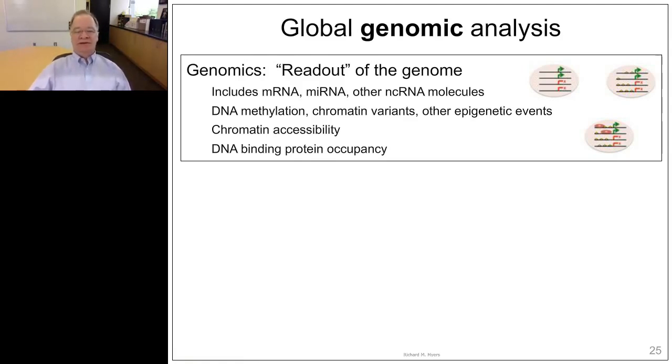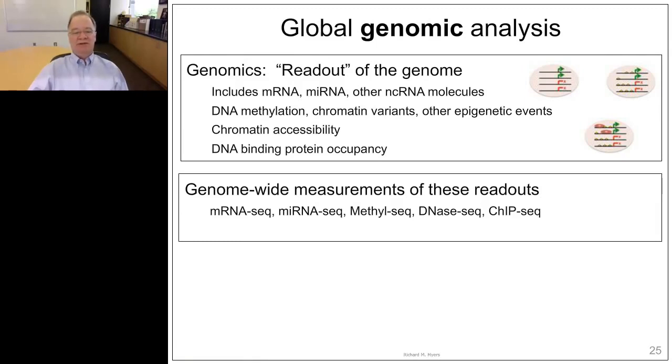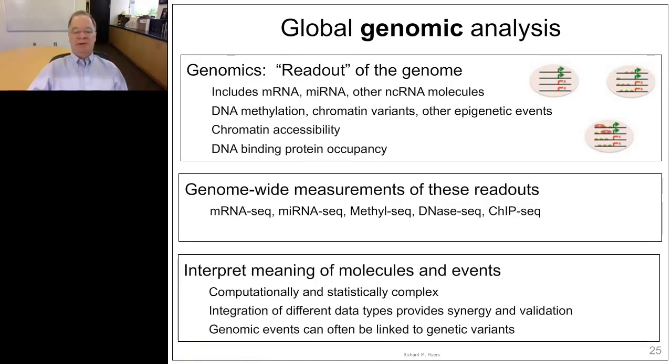So I refer to this as global genomic analysis, or functional genomics, where we're looking at the readout of the genome. And of course, that's messenger RNAs, all the other non-coding RNAs, like microRNAs, small ones and big ones as well. DNA methylation, chromatin variants, and all the different kinds of epigenetic things that you can have, chromatin accessibility, and then proteins that bind to DNA, each of these transcription factors and general factors. Can we look at these globally? And of course we can now. These are based on sequencing methods like RNA-seq, methyl-seq, DNA-seq, many other methods have been developed.